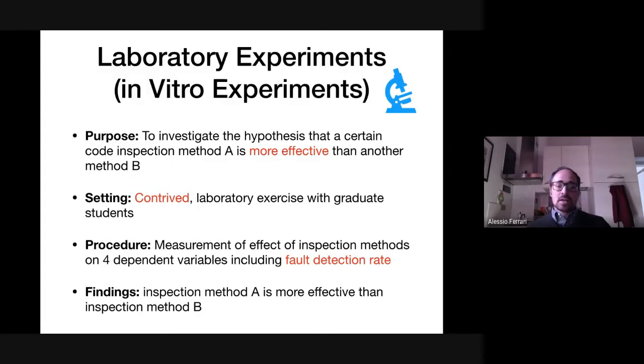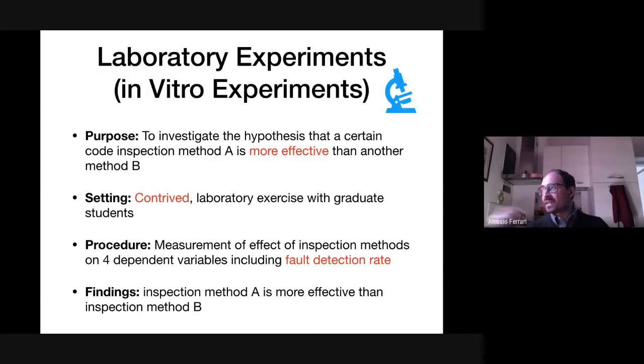Okay. In this case, they measure the effect of the inspection methods and consider 4 variables, including fault detection rate. So they wanted to use this inspection. Inspection means that you read the code and you check, you don't run it, and you check for possible defects of the code by reviewing it. Okay, it's a form of quality assessment of the source code. And they consider also the fault detection rate of the different methods.